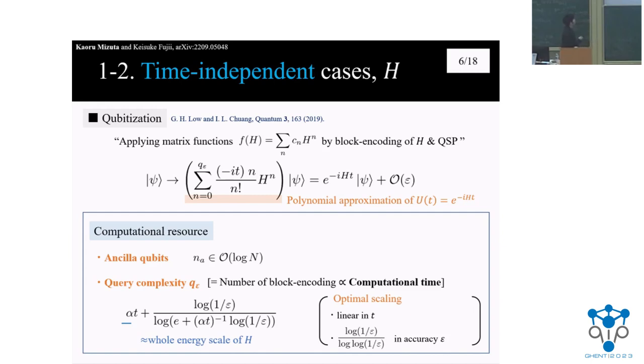In the case of qubitization techniques, the query complexity has two terms. The first one is a linear increase in time t, and the second term is a logarithmic increase in 1 over epsilon. This is known to be optimal scaling, both in time t and the accuracy epsilon.